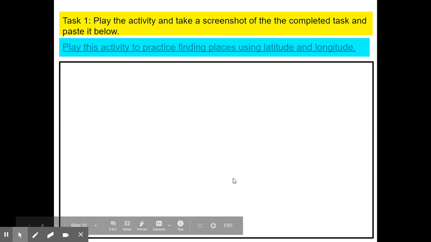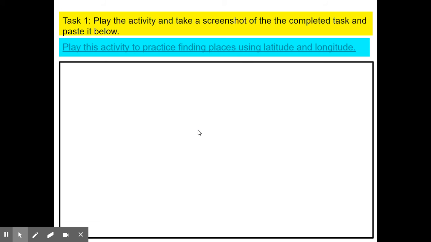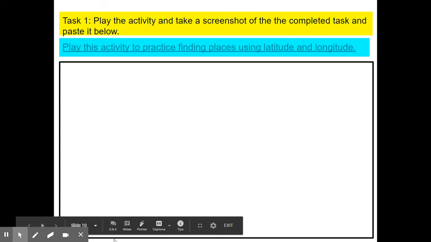Okay, now this first task, this will be on your slides. So you'll have to do what we normally do. You'll have to go to your slides and play the activity to practice finding places using latitude and longitude. So it's one of those word wall games. You're going to drag and drop. You can do it again and again. So I would suggest that if you don't get the hang of it first time round, keep on doing it until you get it right. I think there's about 6 coordinates to play with. Paste the completed activity into the box here.